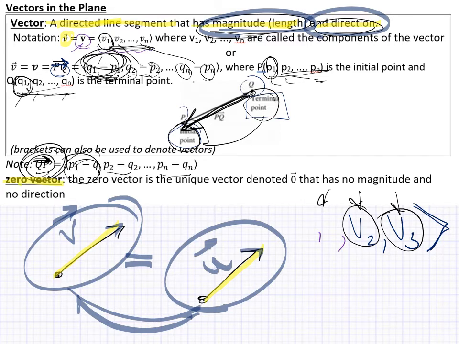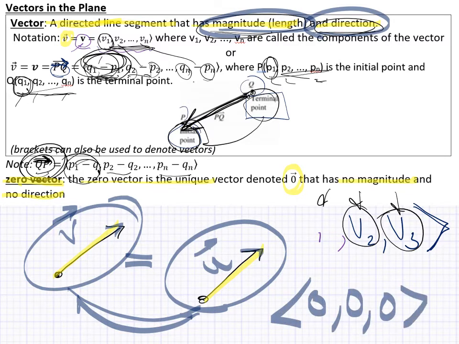Okay, one other thing here is there's a vector called the zero vector. The zero vector is a unique vector denoted with 0 with an arrow above it. And that vector has no magnitude and no direction. And so every component of that vector would just be 0. Okay, so something like that would be what we call the zero vector, say, in 3D space. All right, no magnitude, no direction. And I couldn't draw it because it doesn't have any magnitude or direction.